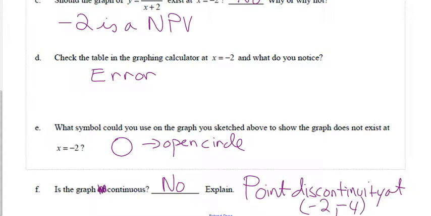So if you put negative 2 into y equals x minus 2, you get negative 4, and that exists on the line y equals x minus 2, but that's the value we're not allowed to put in. So then we have a point discontinuity at negative 2, negative 4. Yes, technically you need to refer to it as a point discontinuity.